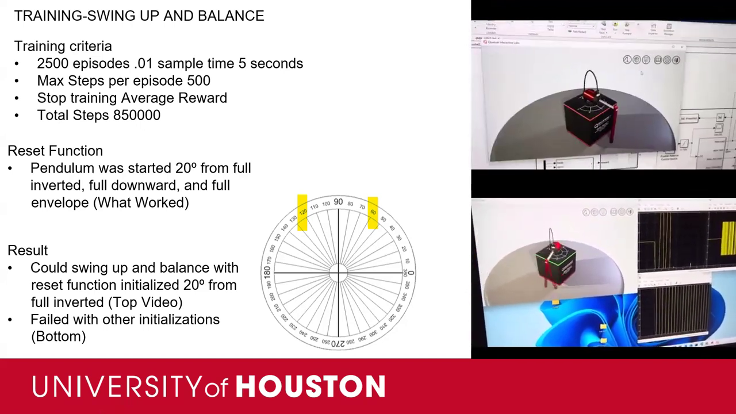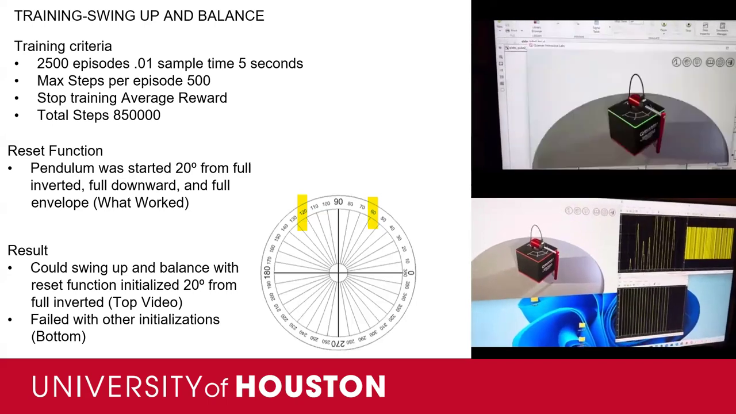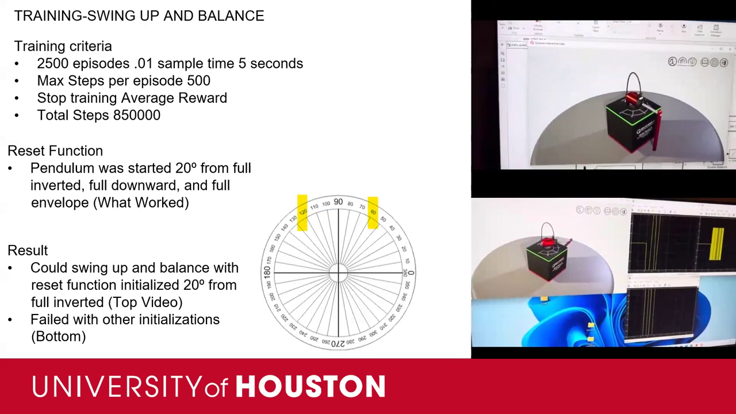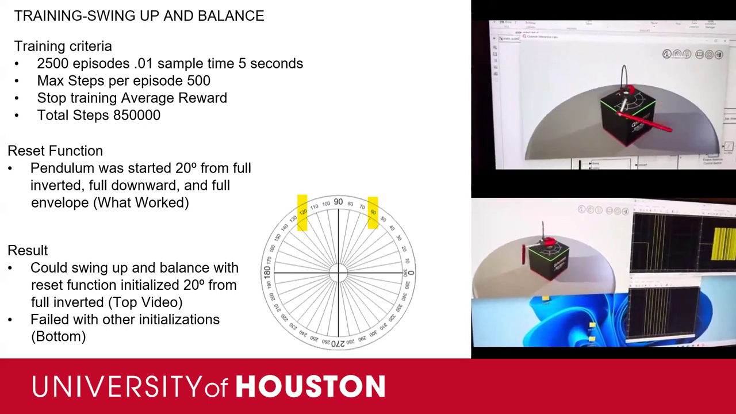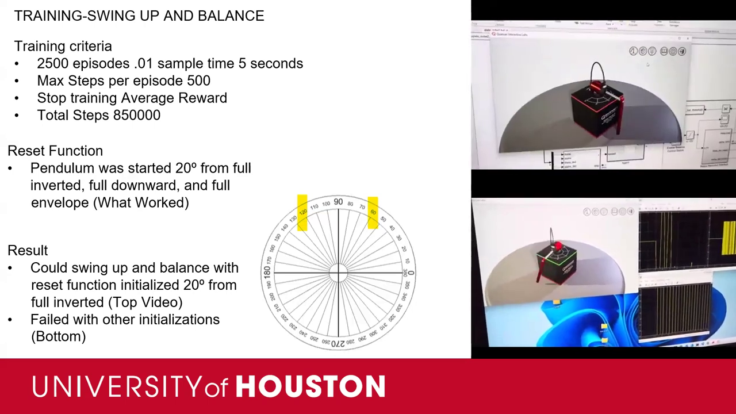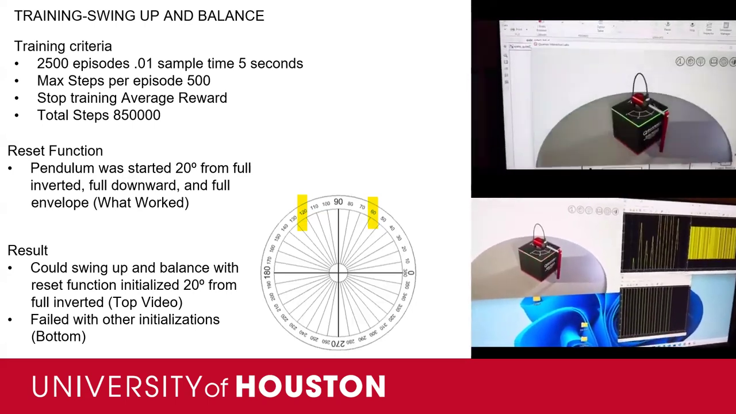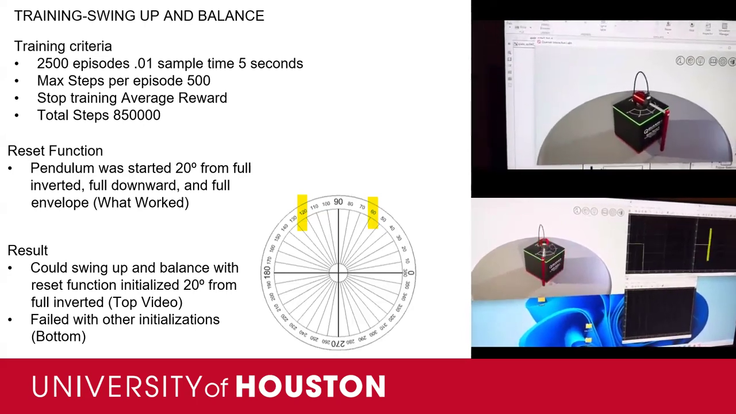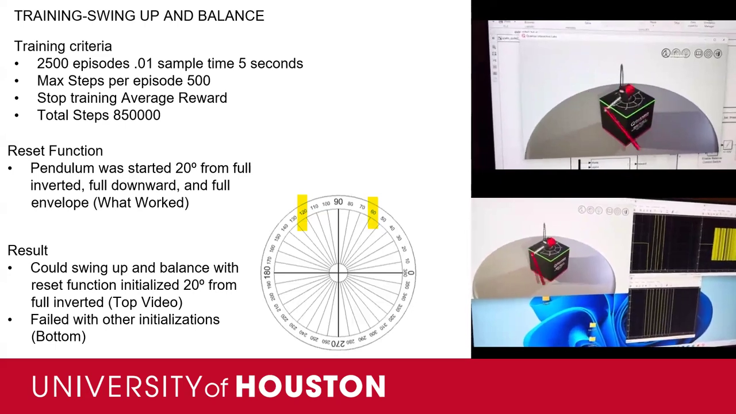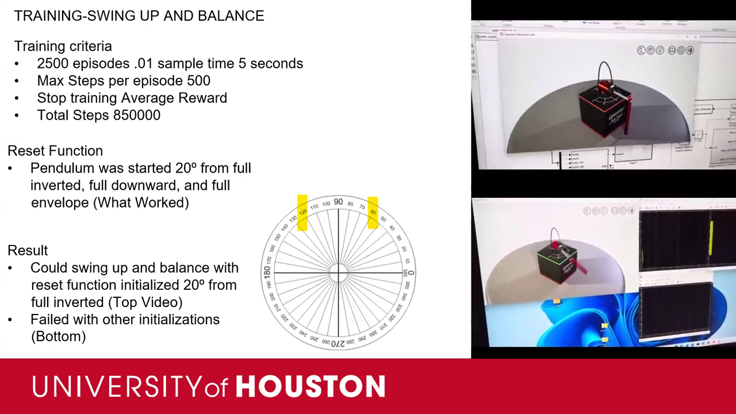Now for the training criteria, we know we're training in a wider envelope, a more complicated task. We're going to need more episodes: 2,500 episodes, 0.01 sample time, 5 seconds, which means there's max steps per episode of 500. Stop training is still the average reward. Total steps, 850,000, which is less than total steps that could be achieved. That's because of the stop training criteria within the simulation.